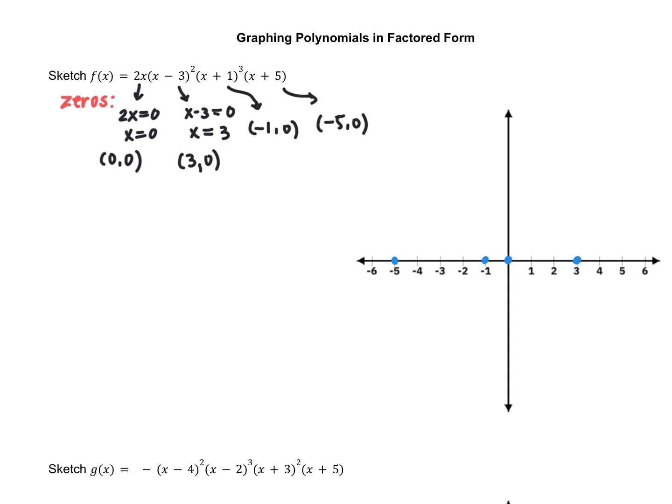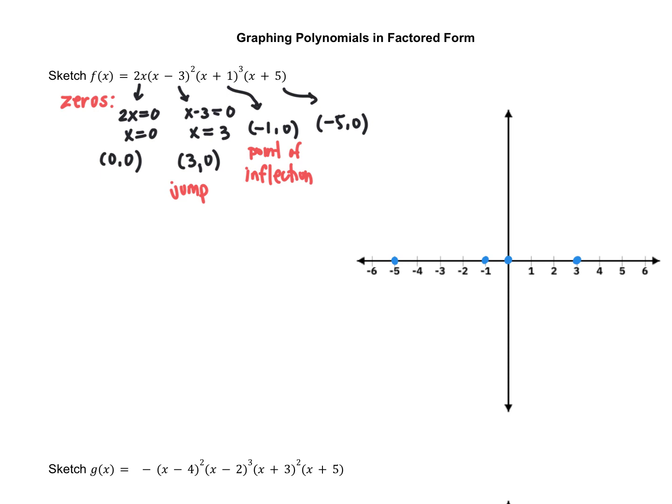We also want to take note for these zeros if we are just passing through, if we're jumping off of the 0, or if there is a point of inflection at that 0. So for the origin, we're just passing through. For the 3, because it is an order of 2, we are jumping. For negative 1, it's an order of 3, so that exponent of 3 on top of the factor means we have a point of inflection. And finally, at negative 5, we're just passing through.